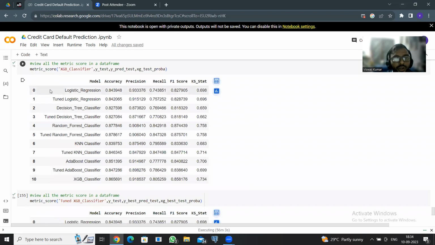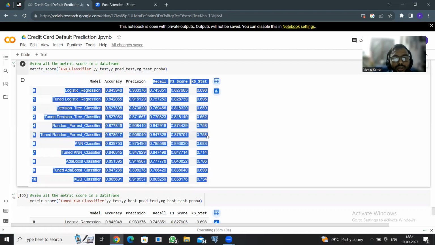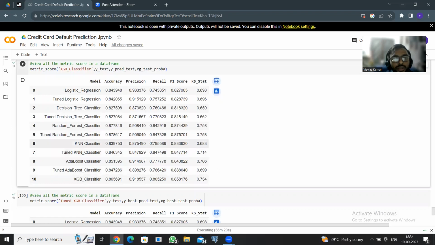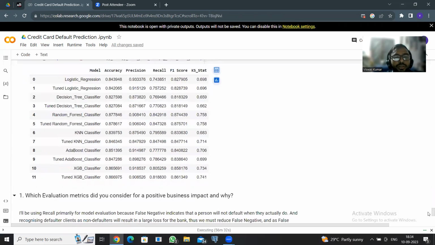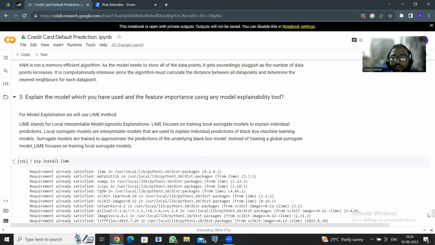So from all these 10 models, we can clearly see the scores of each model: accuracy, precision, recall, F1 score. In that, recall is the best parameter to check the model performance. Among these models, the random forest has the highest recall score, which is 0.4738. So I'm going to select this model as my final model to correctly predict the defaulting persons.